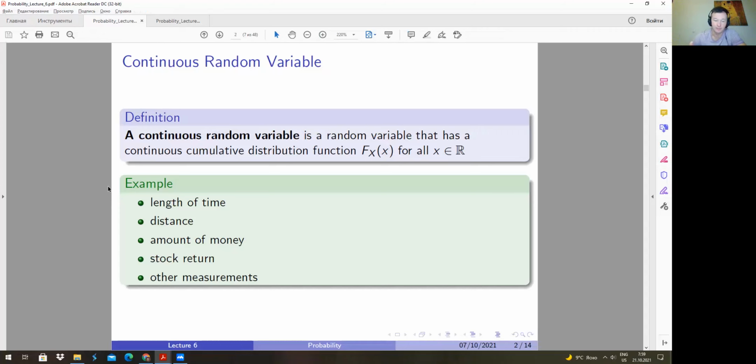Why? Because discrete random variables are useful when you have a few possible values of the random variable, right? 3, 4, 10, something like that. But when we speak about, let's say, amount of money, or about stock return, the number of possible outcomes for this variable might be very huge.